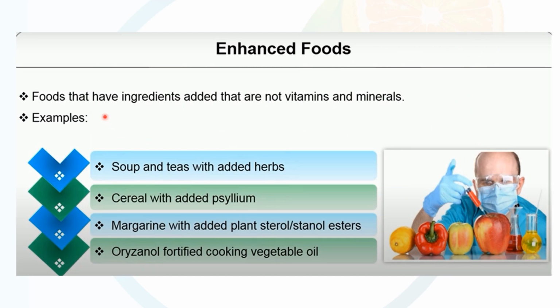So these are the enhanced foods. Enhanced foods are those foods which have an ingredient added to them which is not already present in the food. So soups, and nowadays soups are added with herbs. Margarine is added with the plant sterol. So these are some examples of that.